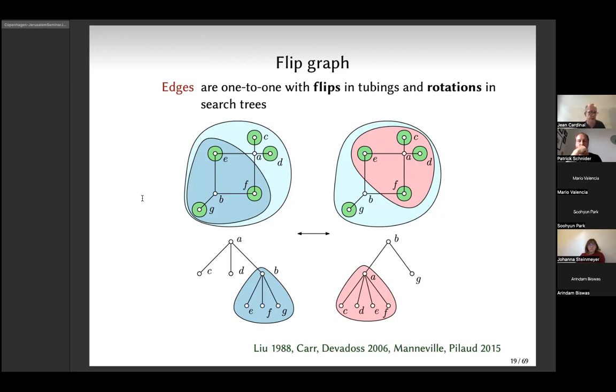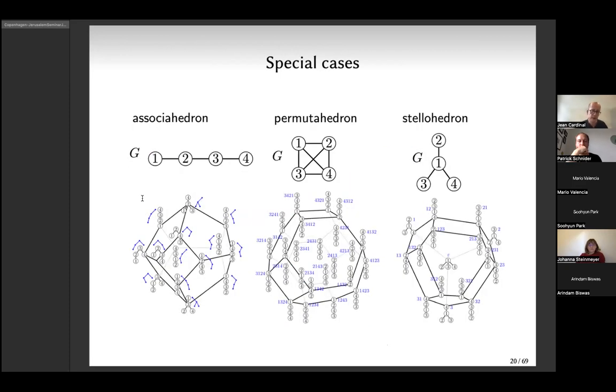Okay, and now, why do we want to do this? First, it's part of the family of those generalized permutohedra that admit many interesting polytopes as special cases. Okay, so one thing is, if G is a path, then we get the associahedron back.